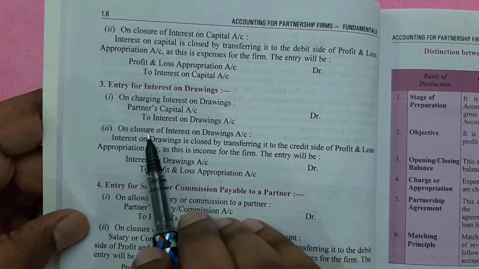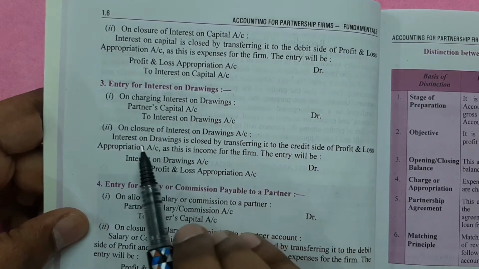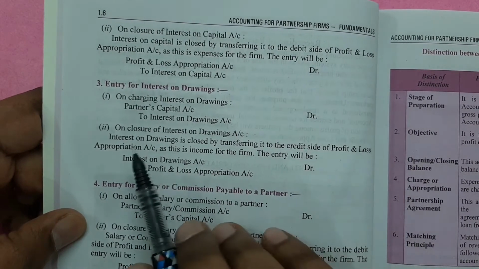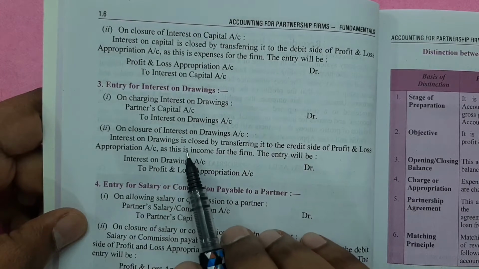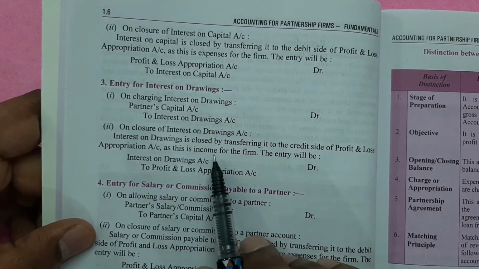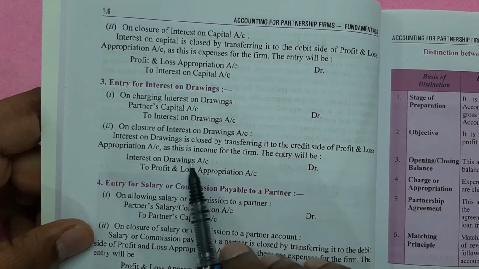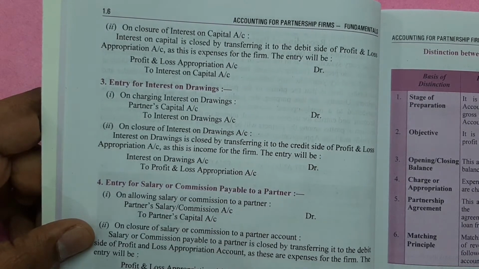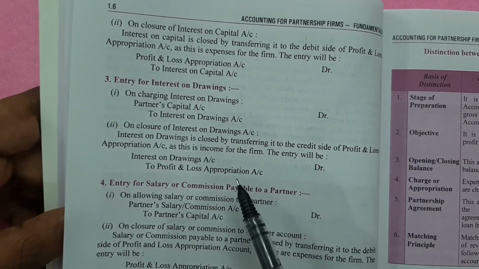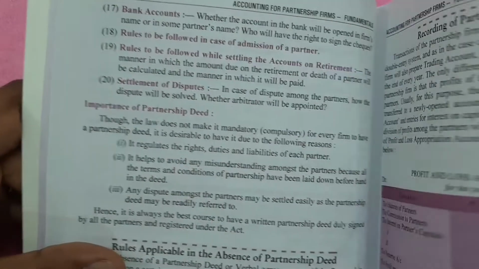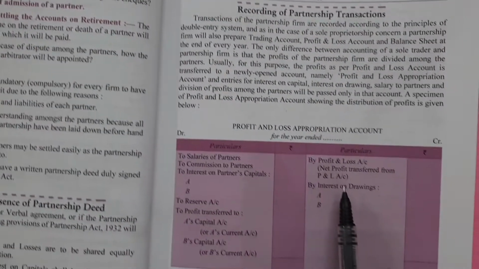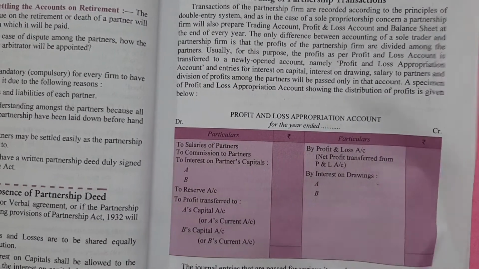So that is why we have credited, and partner's capital is reduced over here, so that is why we are debiting it. On the closure of interest on drawings, interest on drawings is closed by transferring it to the credit side of the profit and loss appropriation account, as this is income for the firm. As I just told you, it is an income. The entry will be interest on drawings account debited to PL appropriation account. Profit and loss appropriation account is credited. Why? Credit all incomes and gains. So that is why we'll write it over here by interest on drawings.